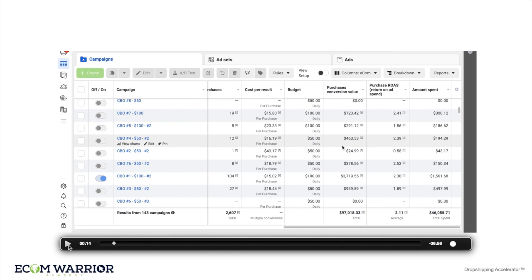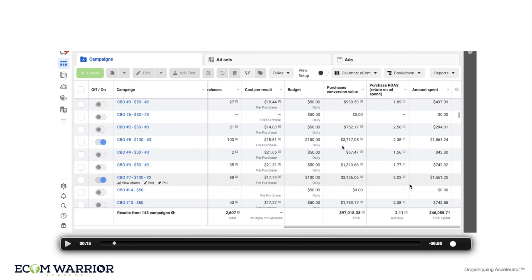One thing I want to mention as well, again, you can see that the amount spent on the right-hand side says 46,000, and the purchase conversion value says 97,000, which is incorrect, and that amount should actually be 146,000 for a ROAS of 3.175. Now, because this ROAS was incorrect and this purchase conversion value was incorrect as well, the purchase ROAS and purchase conversion value for individual campaigns will also be incorrect. So do keep that in mind.